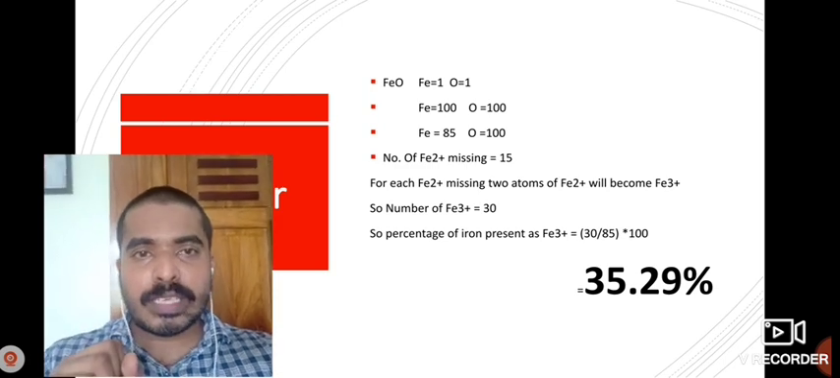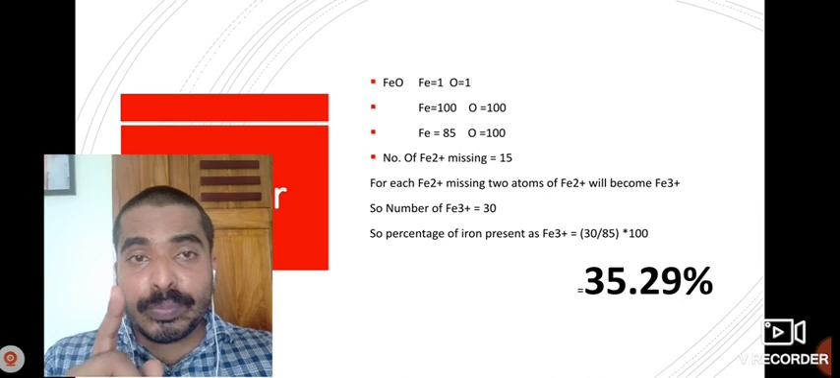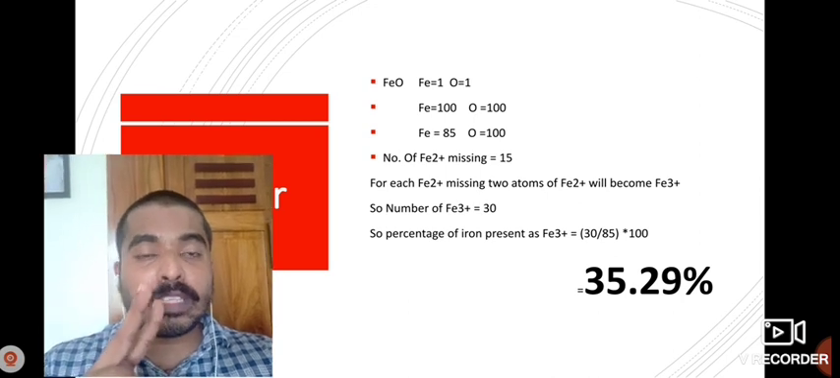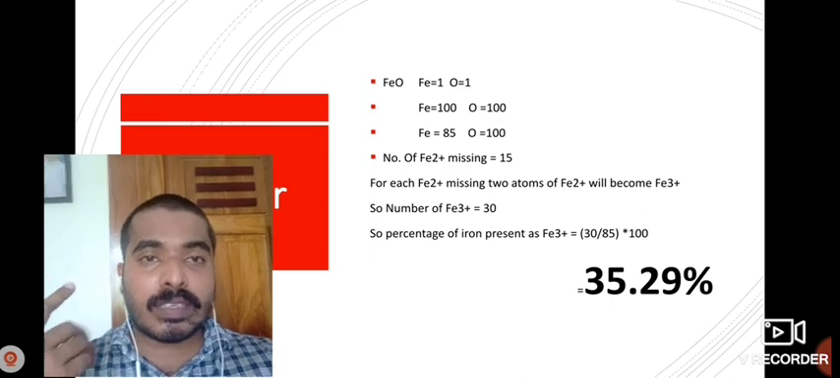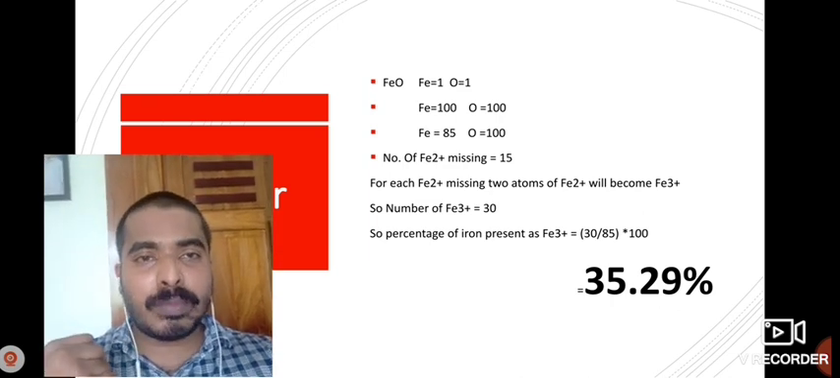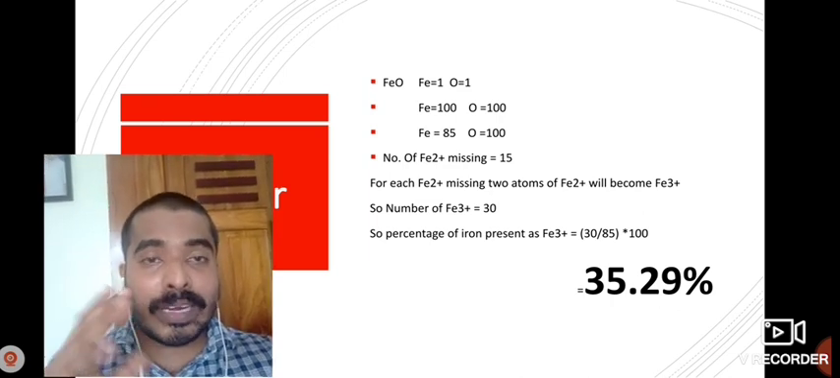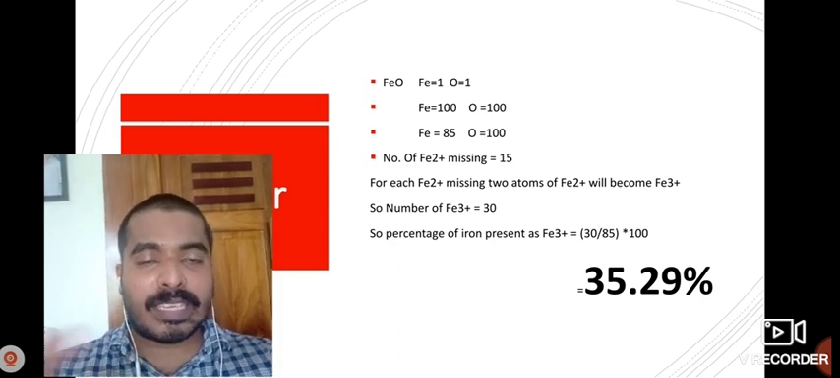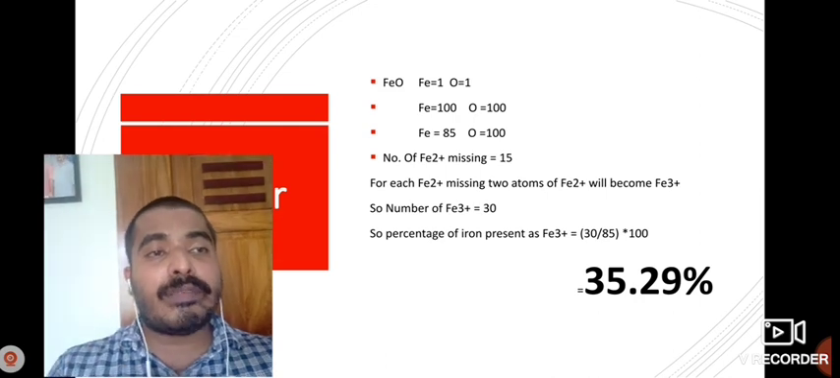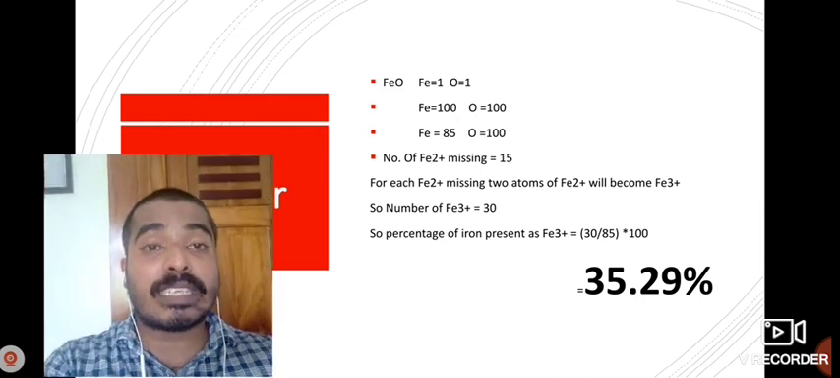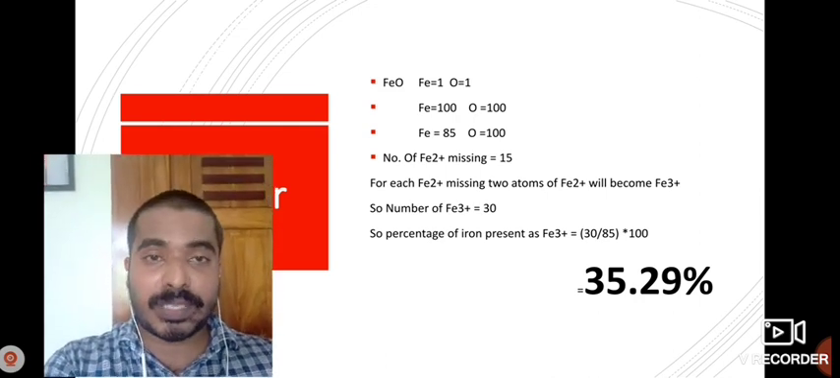I will summarize once again. For each Fe2+ missing, two Fe3+ will be generated. Here 15 Fe2+ are missing. So 30 Fe3+ will be generated. So 30 divided by total iron atoms, which is 85. Whether Fe2+ or Fe3+, total iron atoms is 85. So 30 by 85 into 100. That much percentage is existing as Fe3+.